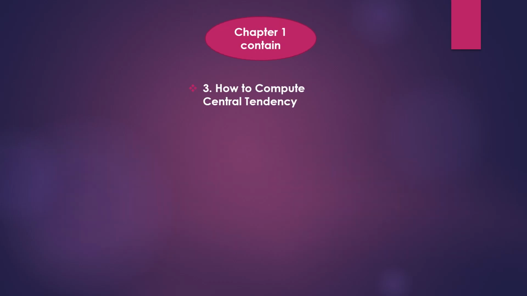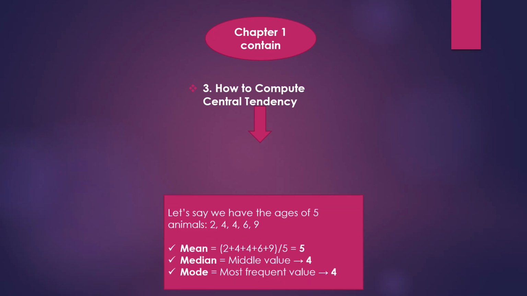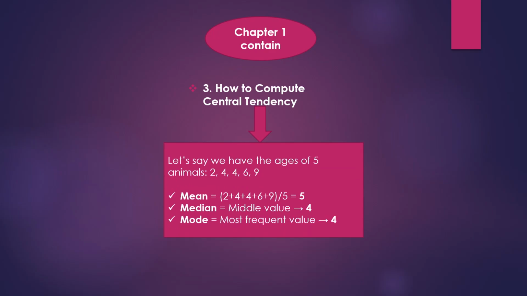Third, how to compute central tendency. Let's say we have the ages of 5 animals, 2, 4, 4, 6, and 9. So the mean equals to 2 plus 4 plus 4 plus 6 plus 9 all over 5 and equal to 5. The median is the middle value and it is 4. The mode is the most frequent value and it equal to 4.